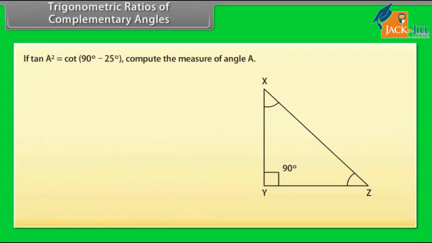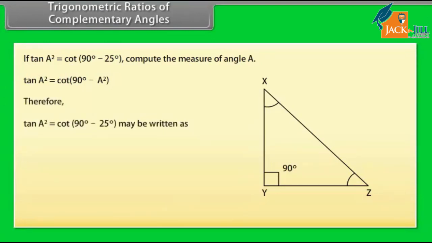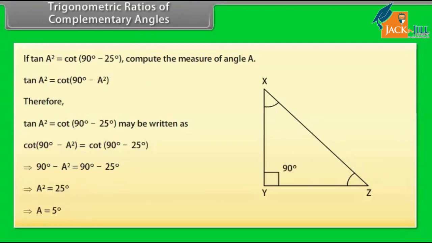If tan A square is equal to cot 90 degrees minus 25 degrees, compute the measure of angle A. Tan A square is equal to cot 90 degrees minus A square. Therefore, tan A square is equal to cot 90 degrees minus 25 degrees may be written as cot 90 degrees minus A square equals cot 90 degrees minus 25 degrees. It implies that 90 degrees minus A square is equal to 90 degrees minus 25 degrees. In other words, A square is equal to 25 degrees. A is equal to 5 degrees.